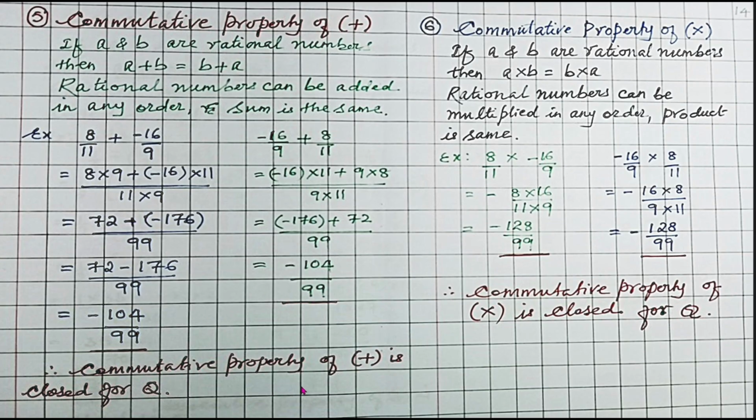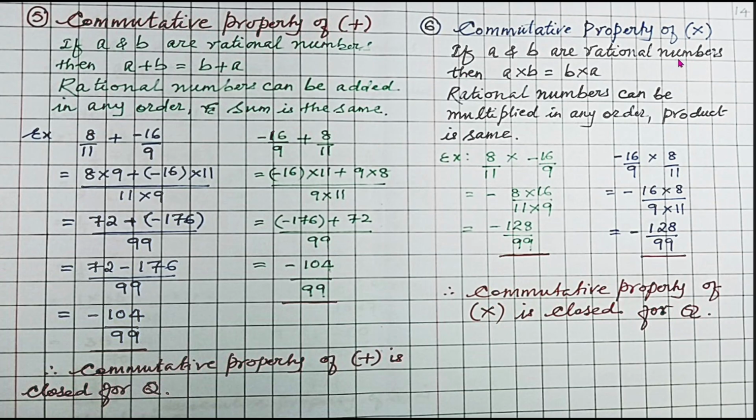Therefore, commutative property of addition is closed for a set of rational numbers. That means rational numbers can be added in any order, the sum is the same, and therefore the commutative property of addition is closed for a set of rational numbers. Now let us talk about the commutative property of multiplication.